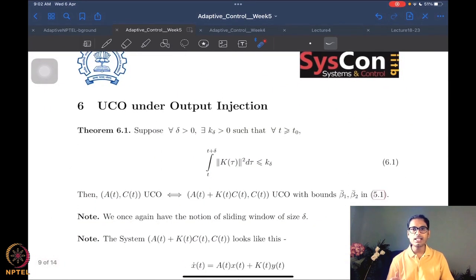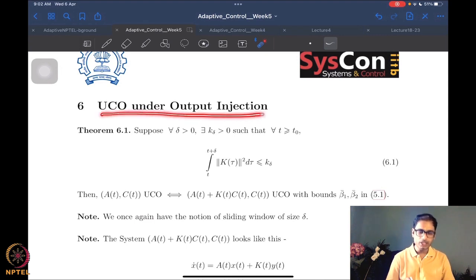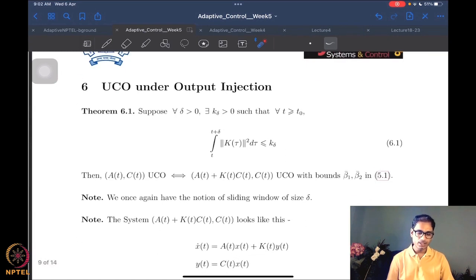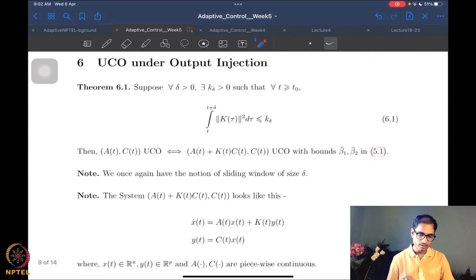So the next ingredient that we want to introduce, which is again something that we will use subsequently, is that of UCO under output injection. All right. So the basic result says that if I inject a function of the output, a linear function of the output, into the state, then it is not going to change the UCO property. So the UCO property is invariant under output injection. So this is what we claim. That's what this theorem says.